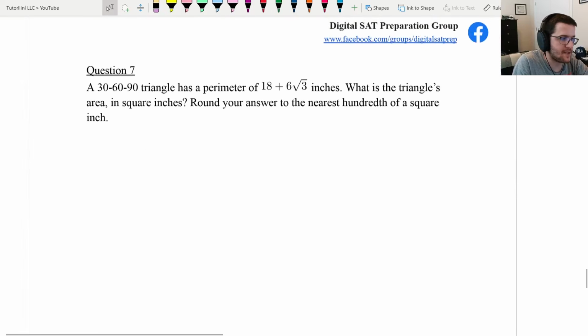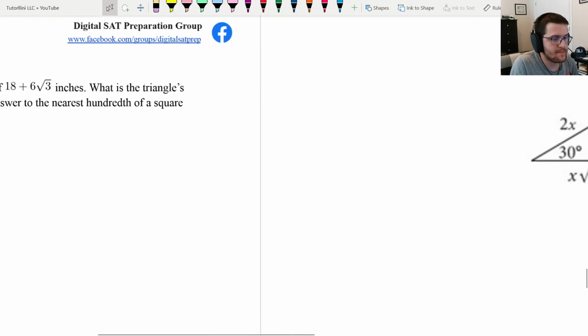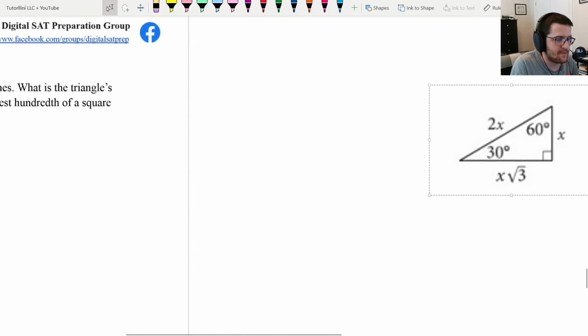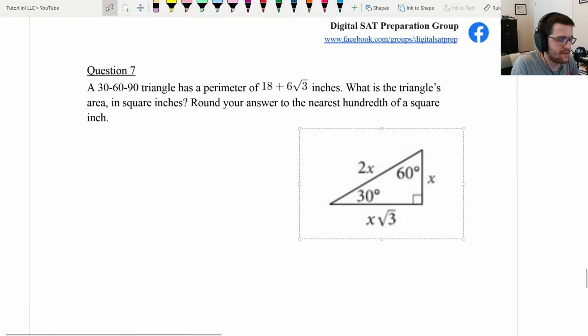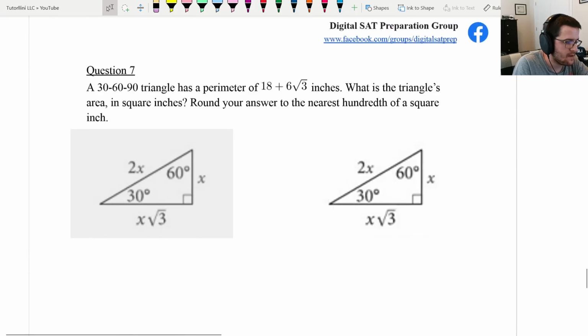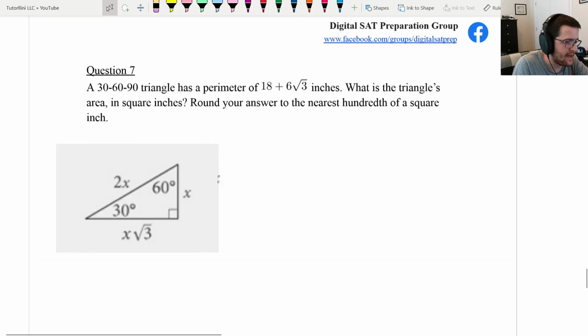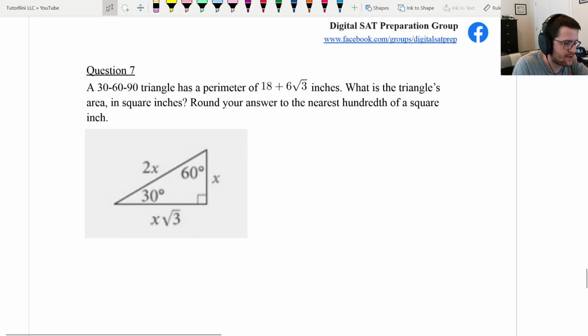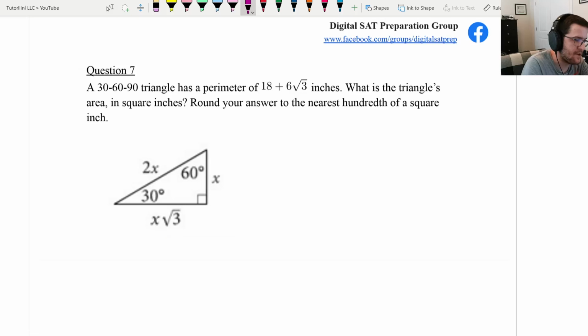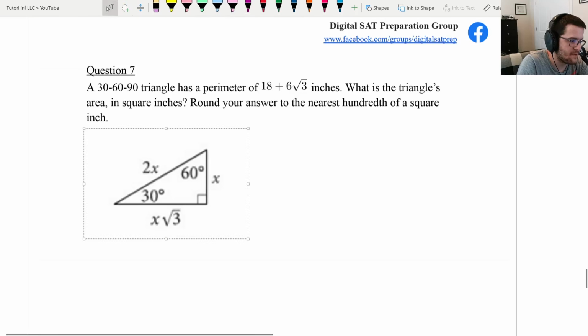Okay, this one's asking us about a special right triangle, and we are going to, with the magic of television, pull that from the reference sheet. And it's asking us about perimeter and area. So what I'm going to do is use this to derive the formulas for perimeter and area. So let me move this a little bit more over to the left.